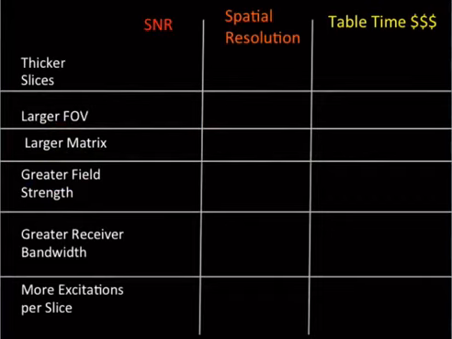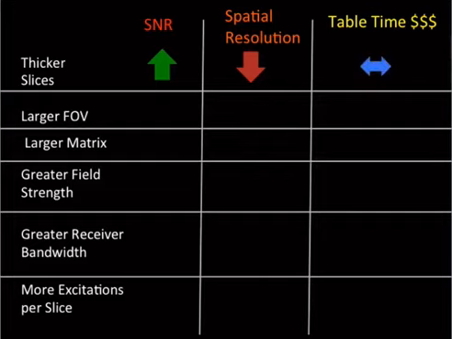All right, here's our summary chart. We're going to put it all together here. So thicker slices, what will that do? That's going to improve our signal to noise, right? Bigger sampling. Because remember, this is all about voxel size. For spatial resolution, you want smaller voxels. For signal to noise, you want bigger voxels. So you want the opposite. And that's not in our equation for table time. Remember, our table time equation is excitations, TE and/or TR, and phase encoding.